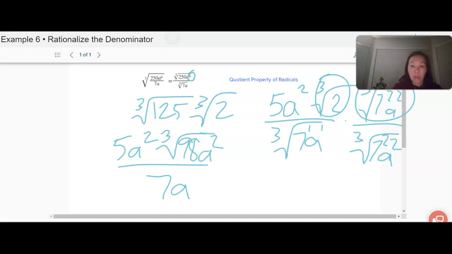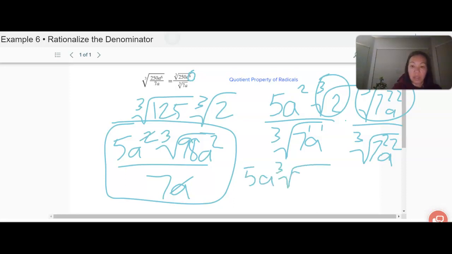Okay. So now we're down to this right here. But there's one more thing we can do. We can simplify one of those a's. So our final answer would be 5a cube root of 98 a squared.